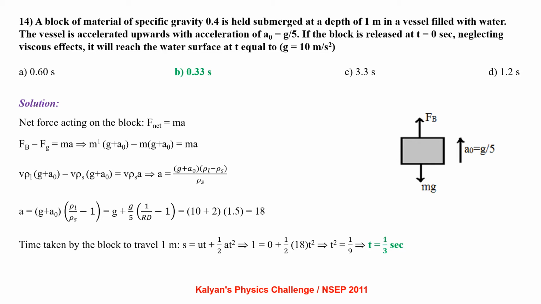Mass can be written as volume into density. So volume into rho liquid into (g plus a naught) minus volume into rho solid into (g plus a naught) equal to volume into rho solid into a, from which we get a equal to (g plus a naught) times (rho liquid minus rho solid) by rho solid. Upon rearranging the terms and substituting the given values, we get a equal to 18. Time taken by the block to travel 1 meter, s equal to ut plus half at square, 1 equal to 0 plus half into 18 into t square. So from which we get t equal to 1 by 3 seconds.